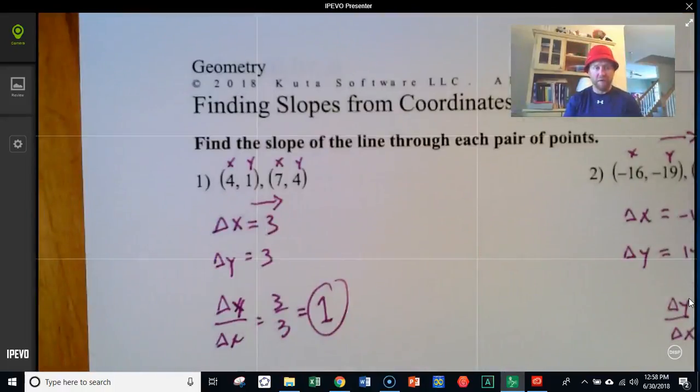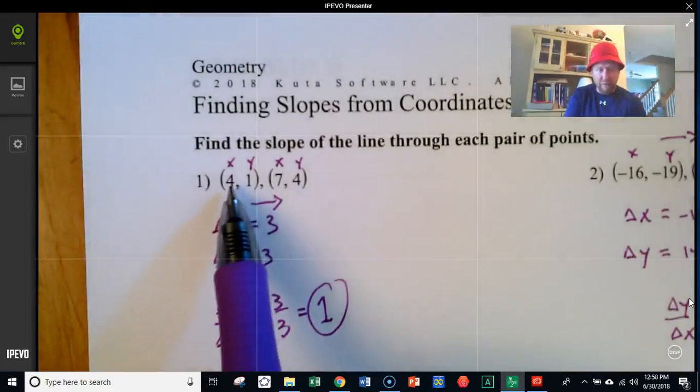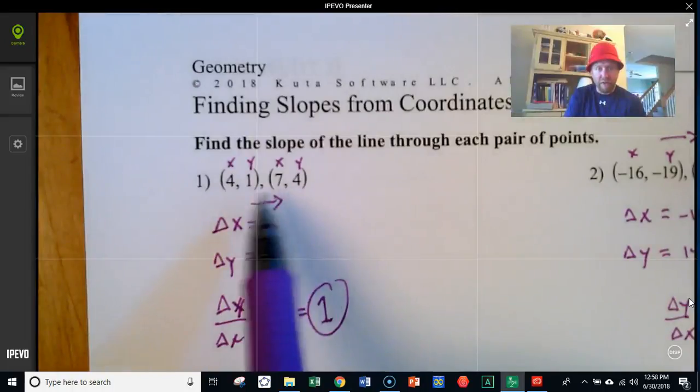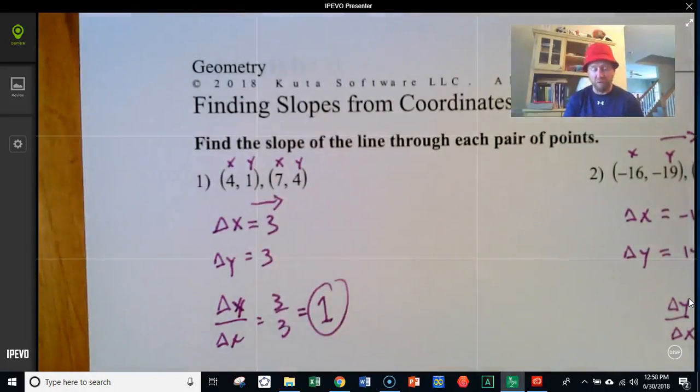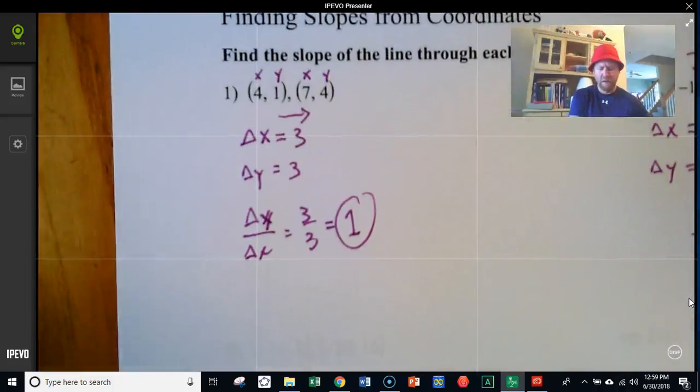If you look over here, we could have done the same thing over here. I could have gone 7 minus 4 is 3, and 4 minus 1 is also 3. So both of those would have worked here as well. It's just so simple here, we didn't need to. Let's take a look at another one.